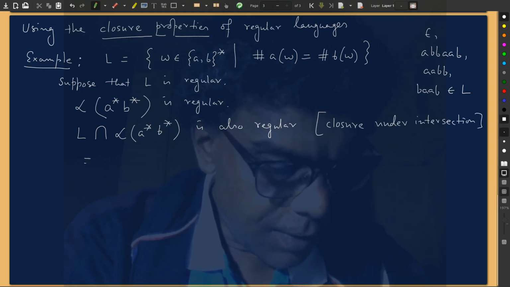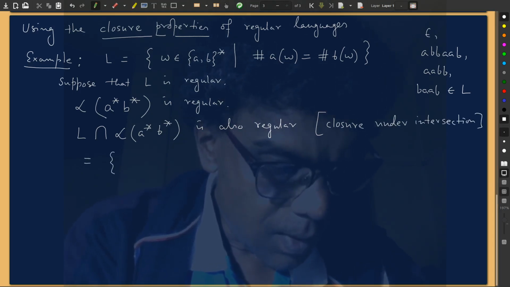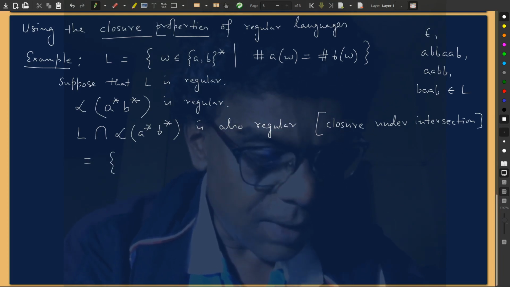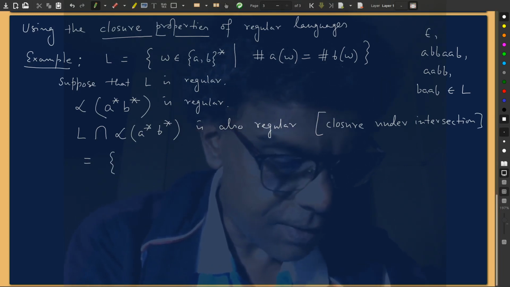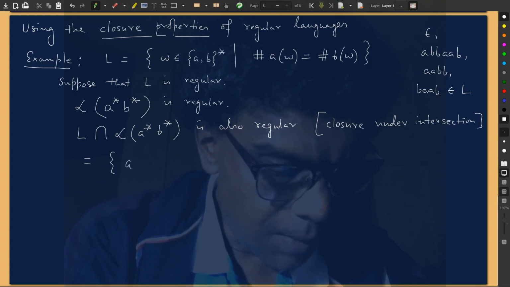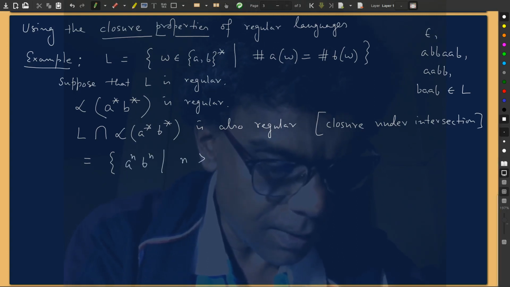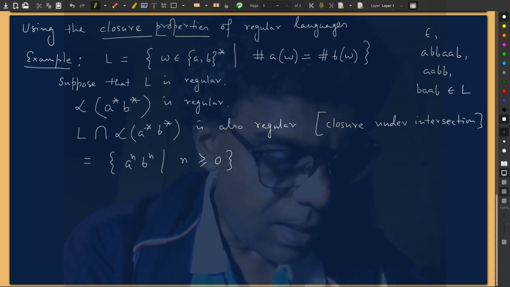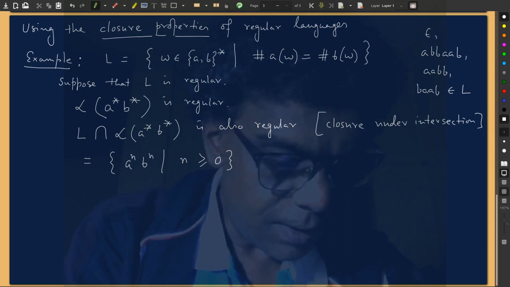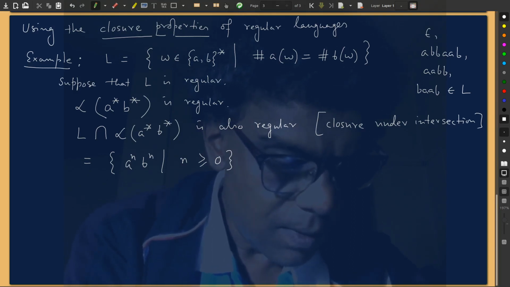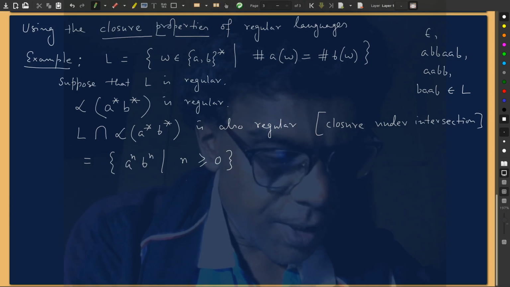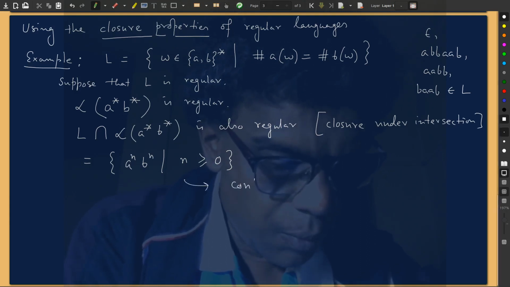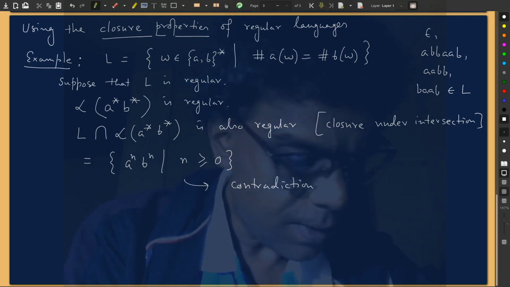But then what is this? If I intersect the given language L with A star B star, we get nothing but the language A power n, B power n, such that n is greater than or equal to 0. And if L, this given language, is regular, then this language is also regular. But this is already a contradiction because we have proved that this language is not regular.